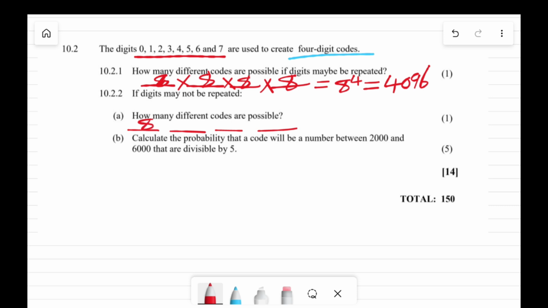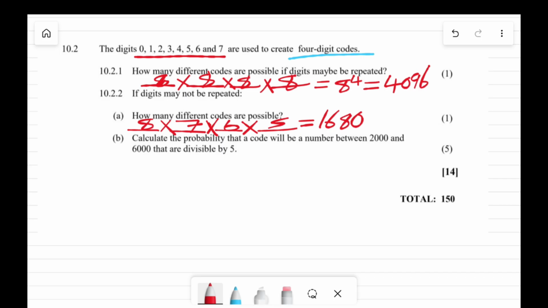I'm not repeating. It means that in the second slot, I'm going to have a 7. I use another digit, I'm going to be left with only 6. I use another digit again, going to be left with only a 5. Then you multiply those. After multiplying those, the answer that you're going to get is 1680. That's the solution.